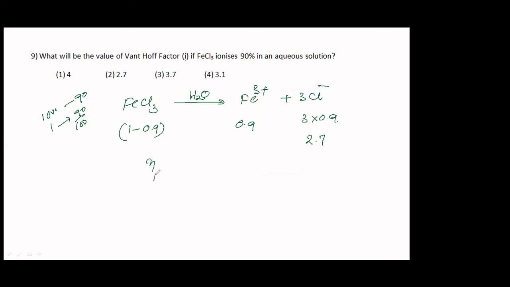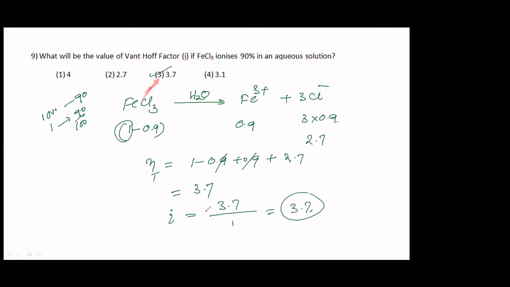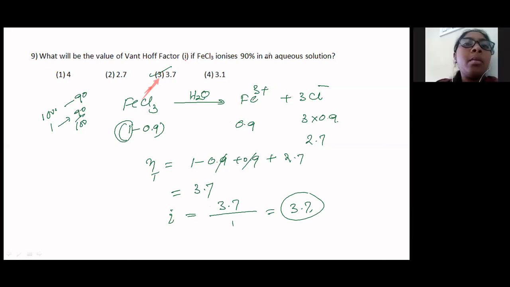So what is the total number of moles? N total should be equal to 1 minus 0.9 plus 0.9 plus 2.7. This will get cancelled. 1 plus 2.7, it will be 3.7, isn't it? So therefore, your i value should be equal to 3.7 after dissociation. Before that, you had taken only 1 mole, so divided by 1, it is 3.7. Correct? This is the one. Fine, good. Any doubt here? No. All of you followed this?